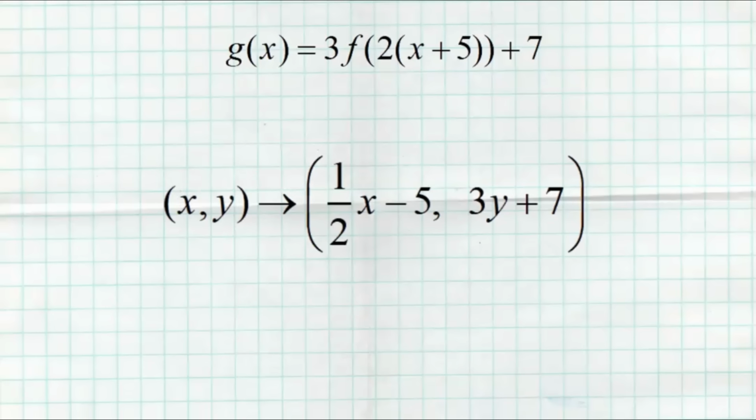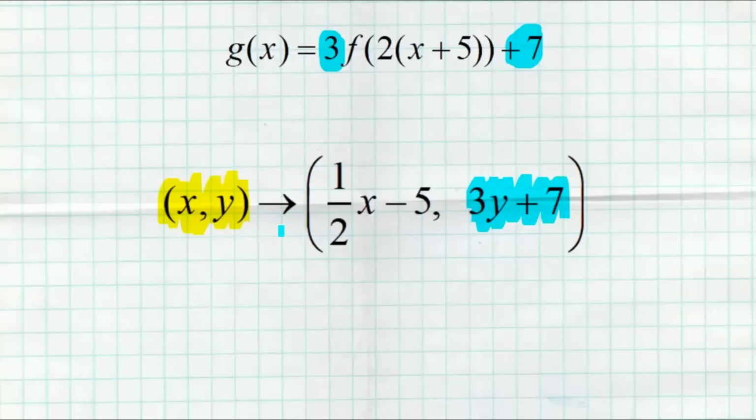Now, if we were to look at this as a point, we think about the original point from f of x, that is x comma y. X goes in, y comes out. But what would the new points look like for function g after these transformations? Well, let's do the y's first. So we're going to multiply by 3 and add 7. That's that vertical dilation and vertical translation. So our new y is going to be 3y plus 7.